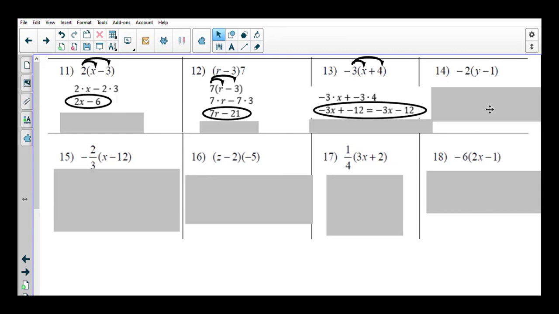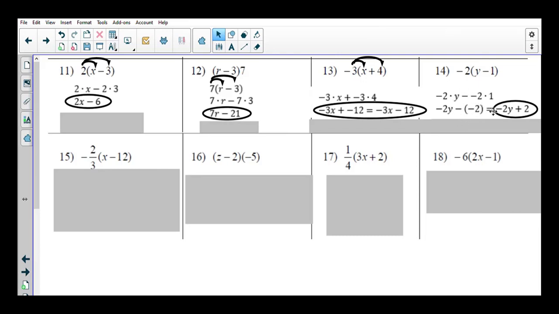We're going to take negative 2 times y minus negative 2 times 1. Negative 2 times y is negative 2y. Negative 2 times 1 is negative 2. So I have negative 2y minus negative 2, which is an acceptable answer, but it's best if we can write this as negative 2y plus 2 by adding the opposite. That does make things look a little nicer. We typically won't leave subtracting a negative in there.